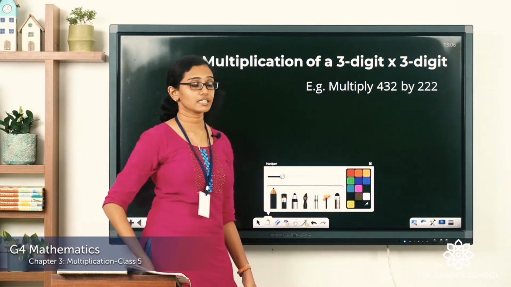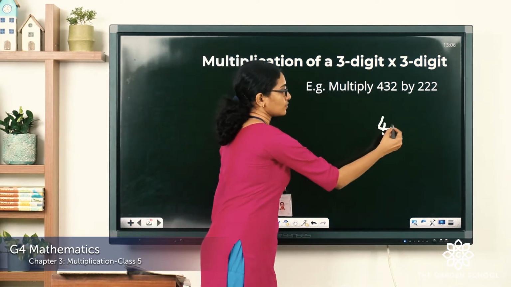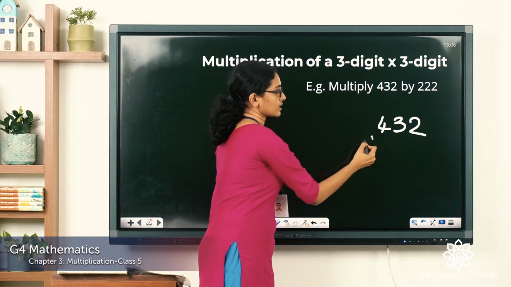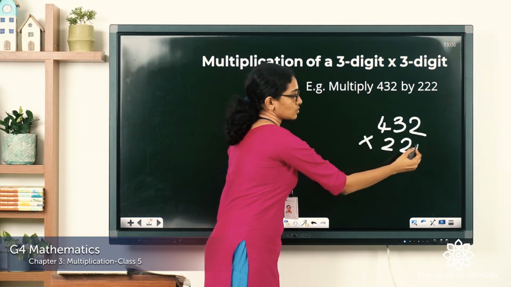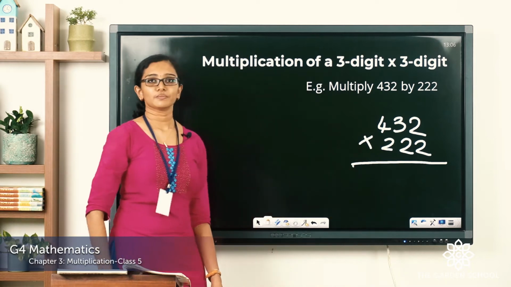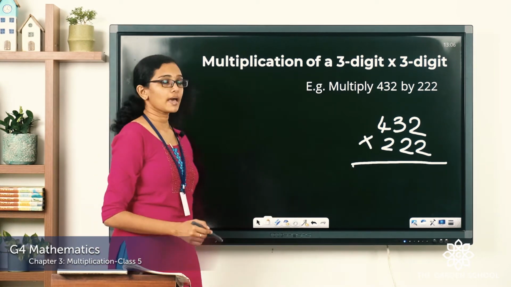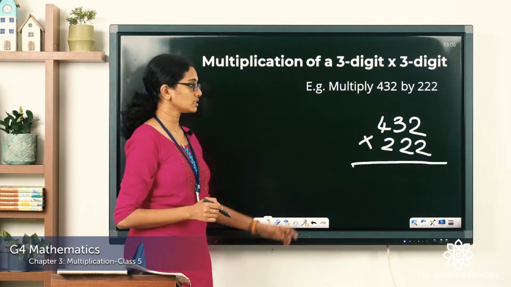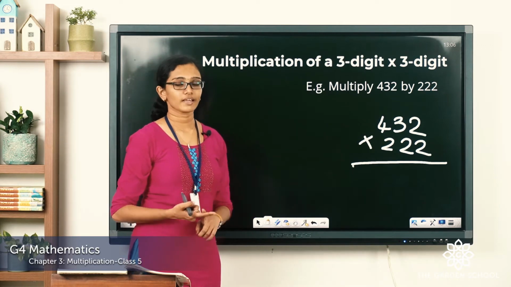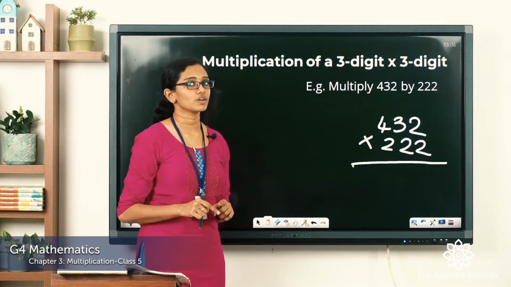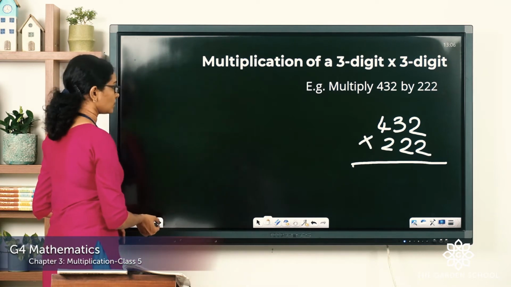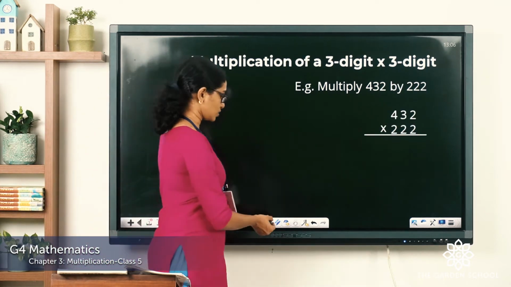So which is the multiplicand here? You have 432, the multiplicand, and 222, the multiplier. So first we have to write both these numbers in proper columns so that the ones, tens and the hundreds are in correct places. So let's see how we can do the multiplication.